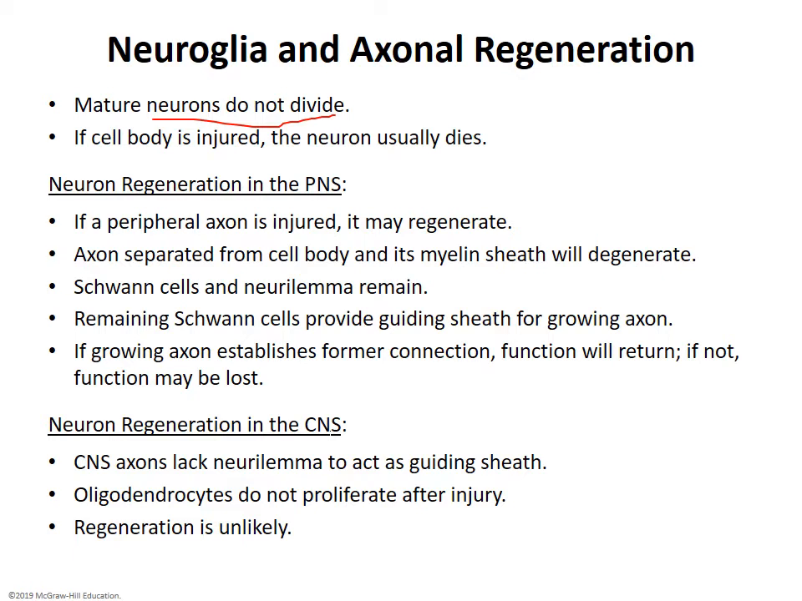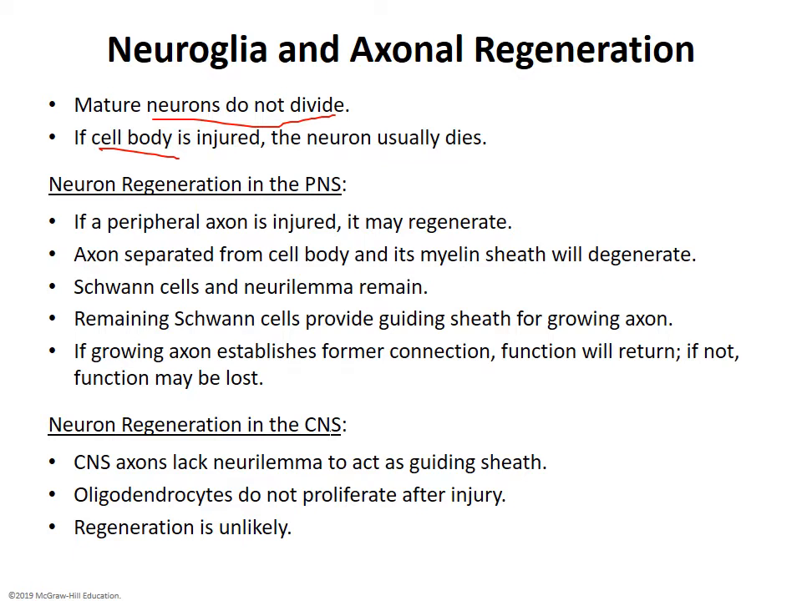So neurons do not divide, and if the cell body of a neuron is injured, the cell usually dies. That is not a good thing to have, an injury of the cell body. It is bad, like it says. Now, the axons are a little bit different.